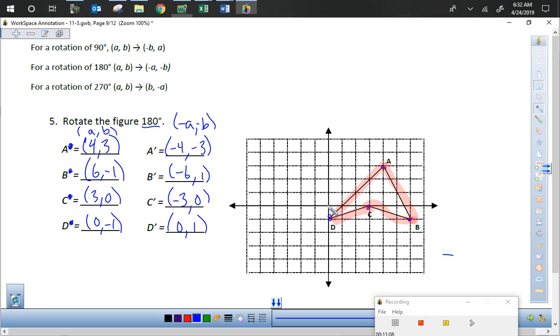To graph those, to the left 4, down 3 for A prime, to the left 6, and up 1 for B prime. -3 is just to the left 3. And finally 0, 1 for D prime. Once again, let's follow the order. It goes A, B, C, D. So we're going to go A to B, B to C, C to D, and D goes back to A.